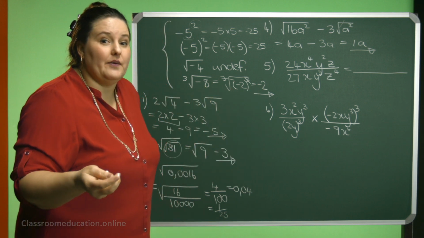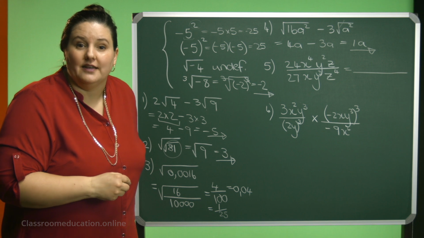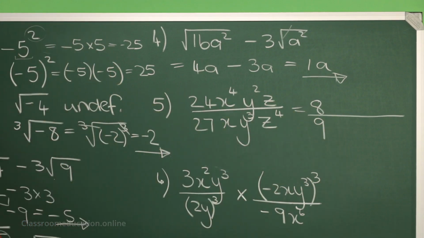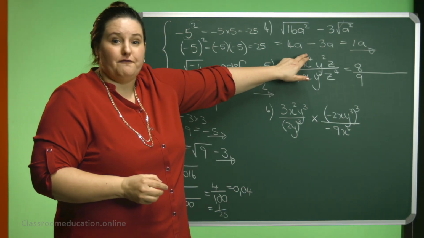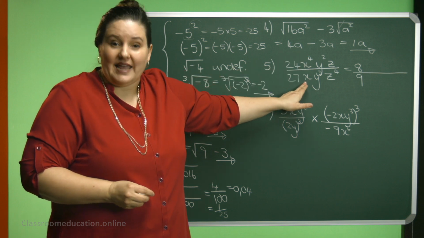How many 3's can go into 24? 8. And how many 3's into 27? 9. So it will be 8 and 9 there. Now have a look at the x. I have x to the power of 4 in my numerator, and in my denominator I have just one x.